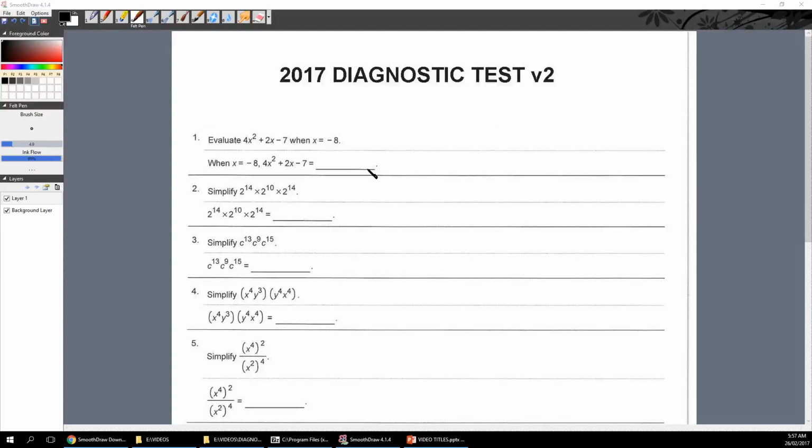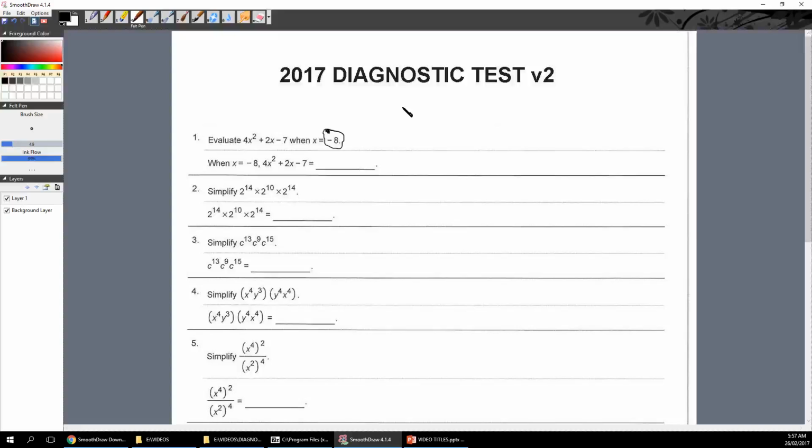So let's look at question 1. Question 1, evaluate. So that means you're going to come up with a number, 4x squared plus 2x minus 7 when x equals negative 8. Note that there's a negative 8 there. So I'm going to do that one up and over here for some room.